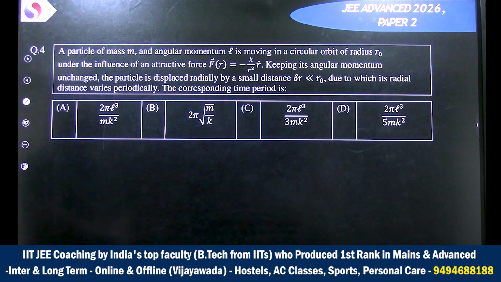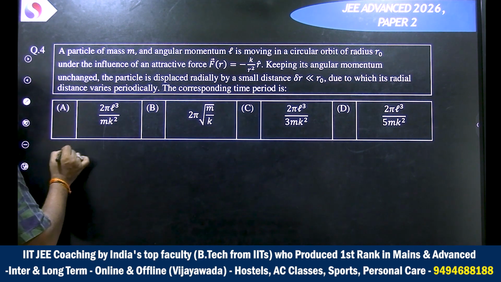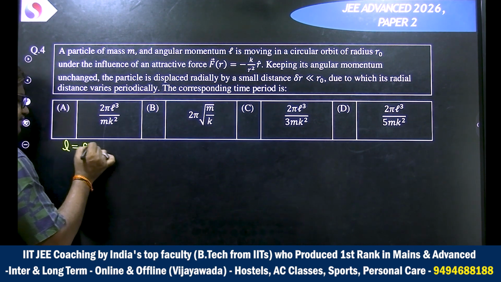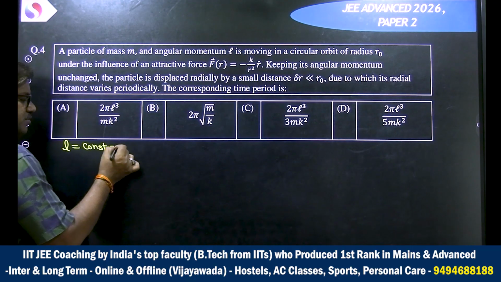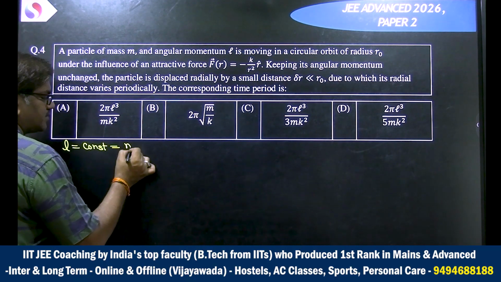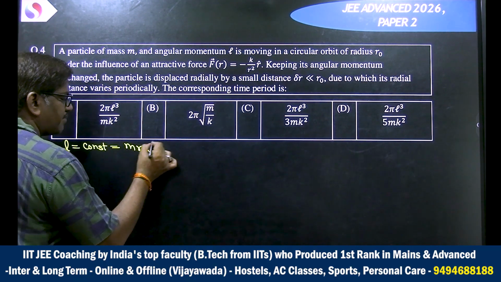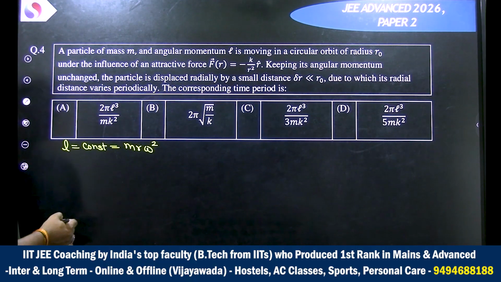What it says: a particle of mass m and angular momentum L is moving in a circular orbit of radius r under the influence of an attractive force minus k by r square r cap, keeping its angular momentum unchanged. So one thing you have to notice here is that L is constant, which in a circle, if it is moving, you can write down as m r square omega.